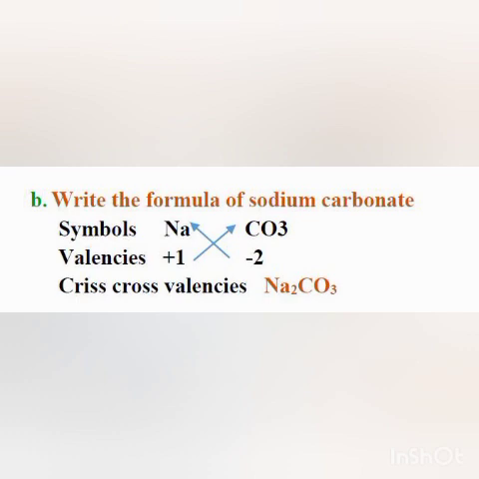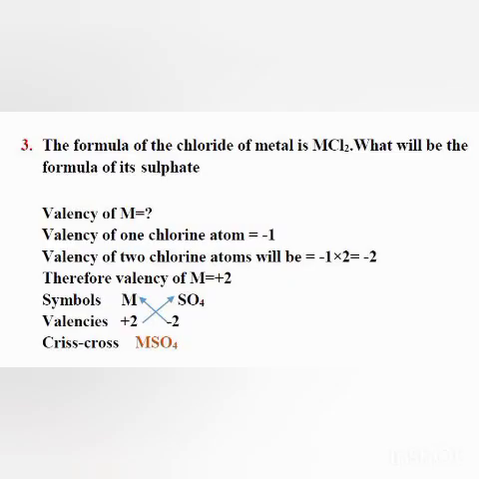Okay. Now we will come to next example. Third, the formula of chloride of metal is MCl2. Okay, means the metal, it combines with chlorine and it forms metal chloride. And here what is the metal? M is the metal. So the formula of chloride of metal is MCl2. What will be the formula of its sulfate? We have to write the formula of the sulfate.